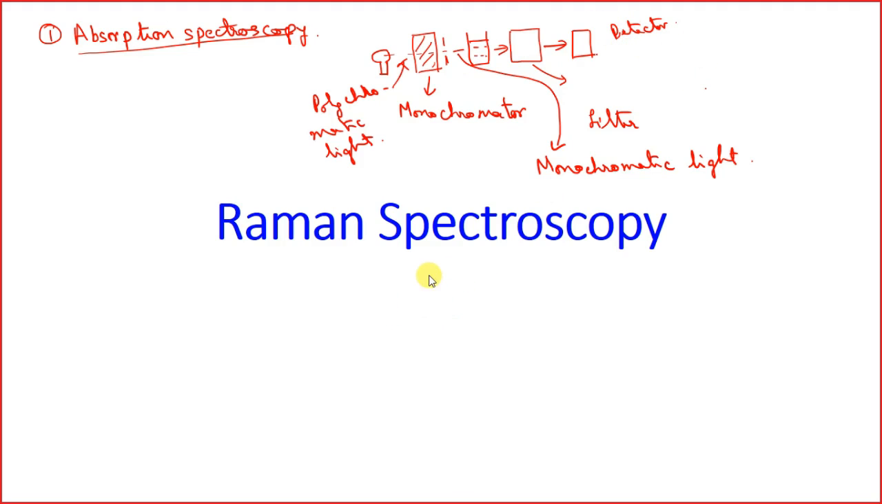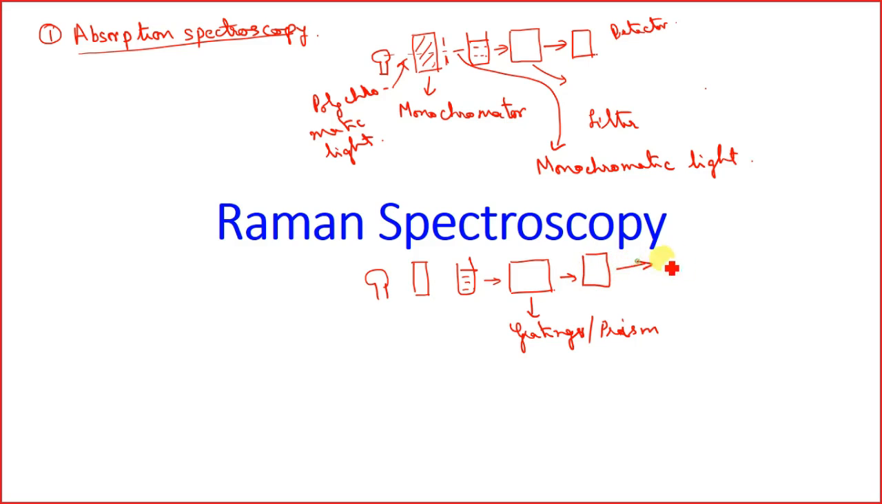If you are using an imaging based system, then we have a similar arrangement. We have the light, then some filters if you want to filter something out, then we have the solution, and then we have the grating or prism, and then the detector. Here the detector is an imaging sensor.